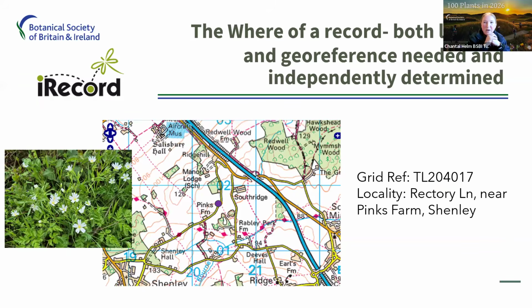Okay, so here we are. I'm looking at a map, and I'm really having a look at my plant. This is the greater stitchwort that I spotted the other day. You can see it as a purple dot on the map over here. And I've described the locality of that plant location as Rectory Lane. That's this lane. That's near Pink's farm, and the nearest town is Shenley.